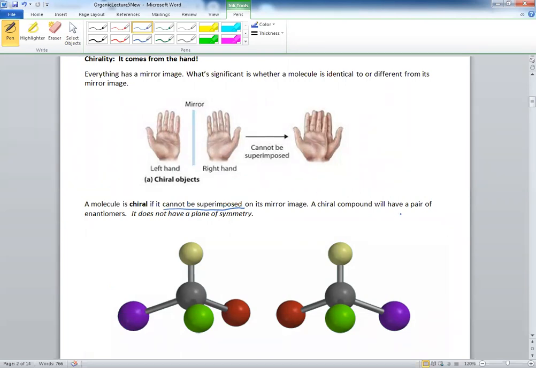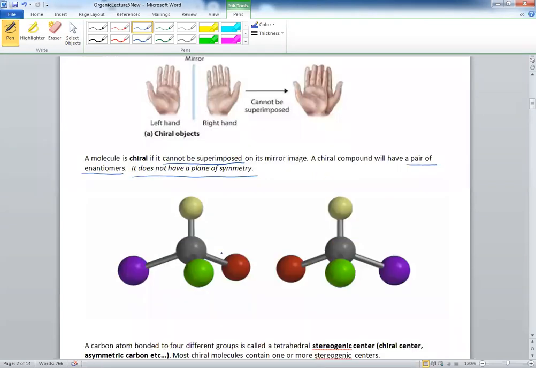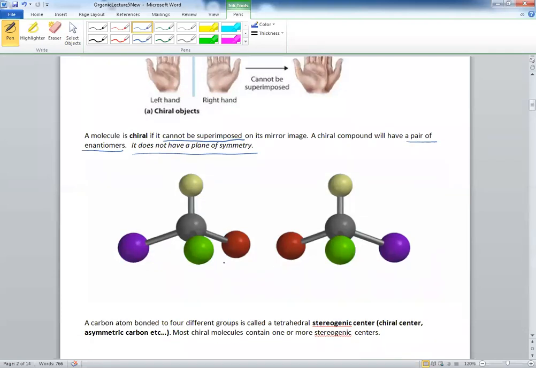So a chiral object, a chiral compound, will have a pair of enantiomers. This is a key word right here, enantiomers. And most importantly, the reason why it's chiral is because it does not have a plane of symmetry. A plane of symmetry means you can cut across, and you're going to have two equal sides. But let's look at this. Imagine this is right here. Imagine you have two molecules.